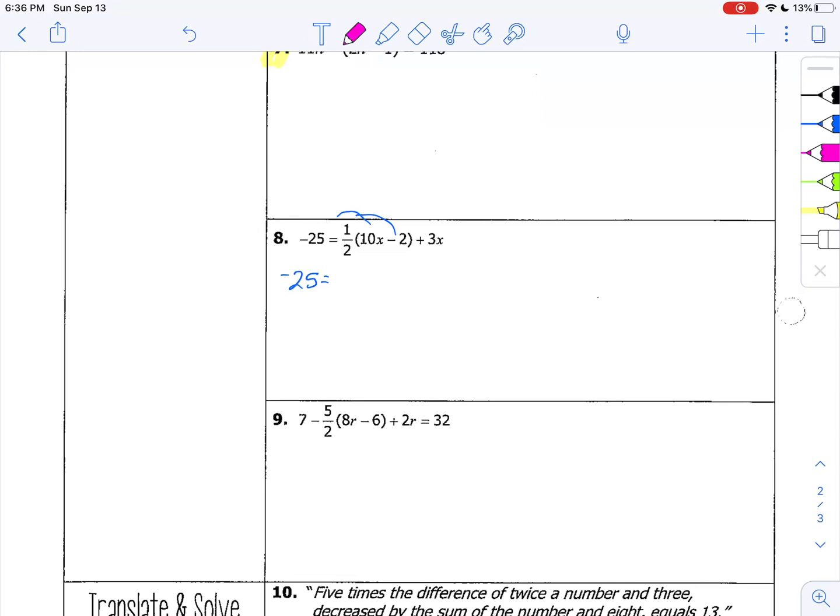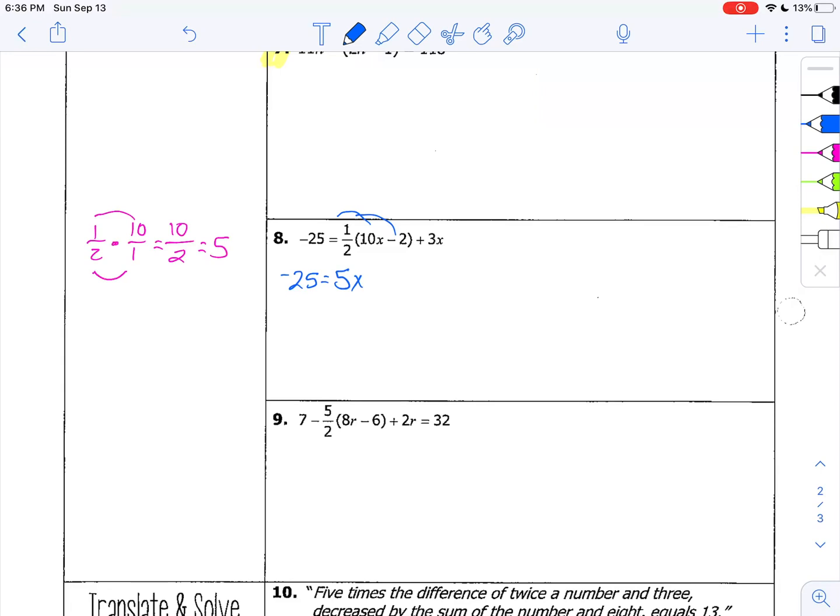I'm going to come over here to the side so you can see this math. So 1/2 times 10 over 1. Multiplying straight across, 1 times 10 is 10, and 2 times 1 is 2. 10 divided by 2 equals 5. So 1/2 times 10x is 5x.